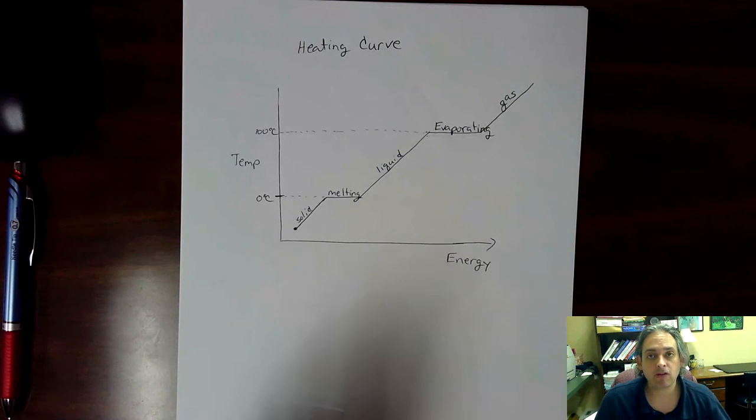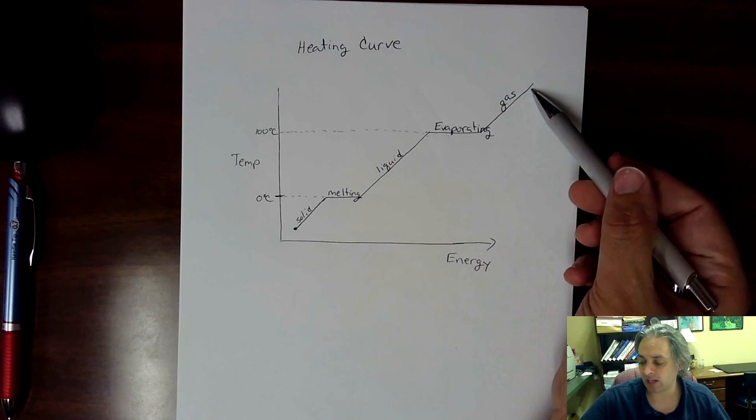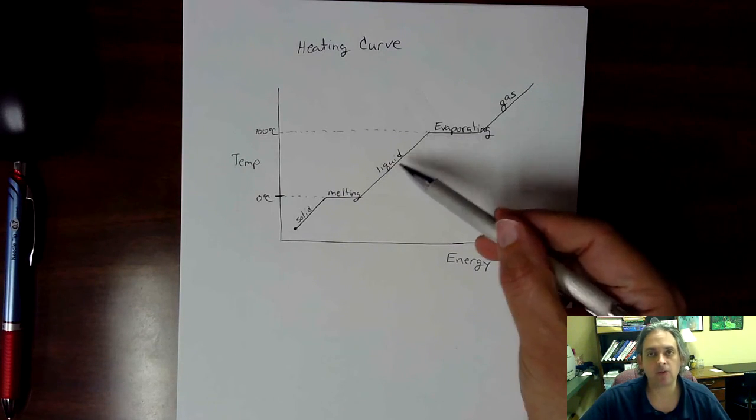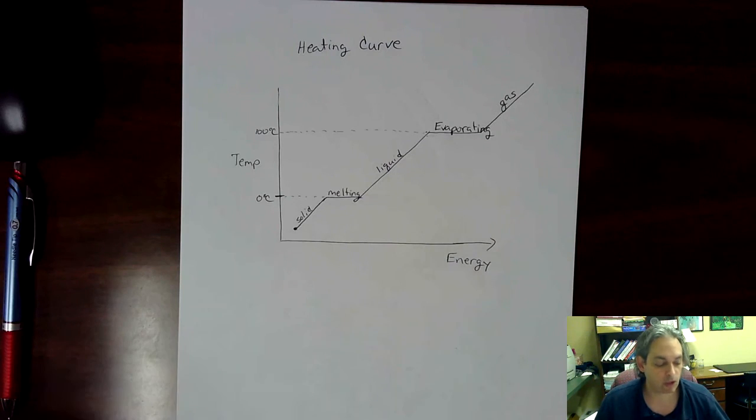We could do the same thing going backwards. Going backwards would be a cooling curve. So we start off with a gas, we cool it off, it condenses into a liquid, and so forth. And so that is what we would call a cooling curve.